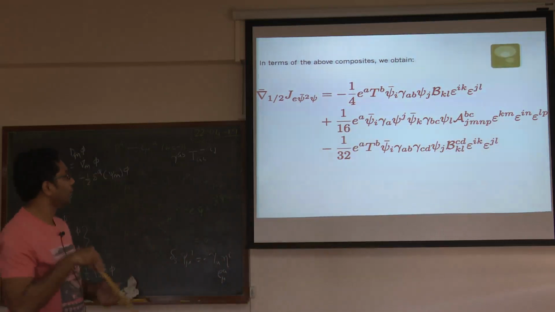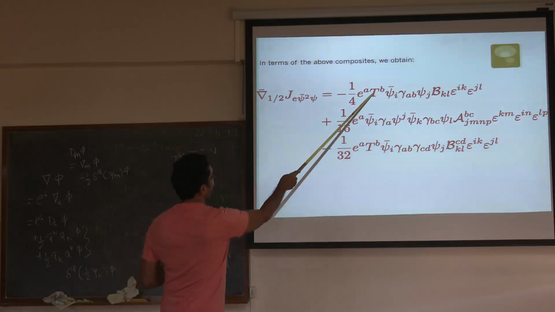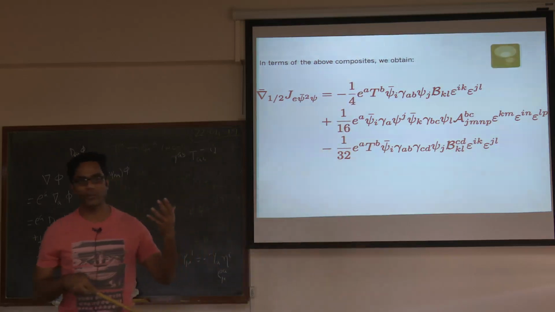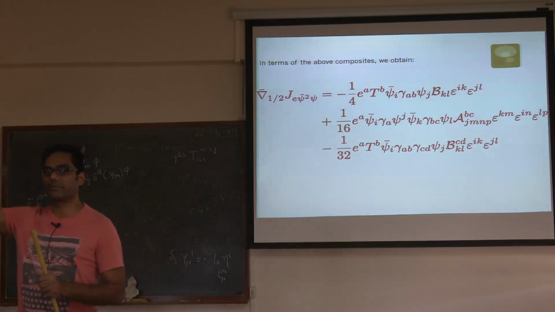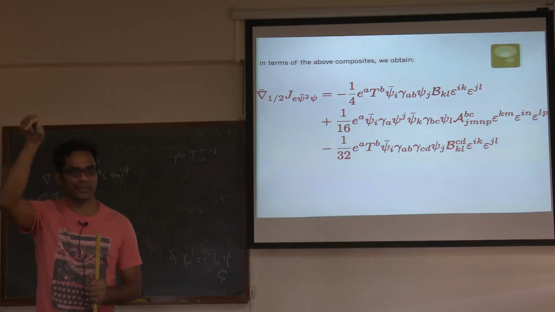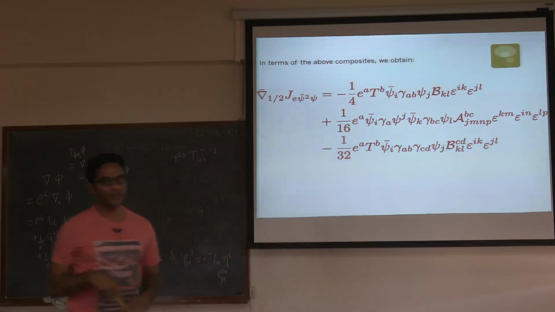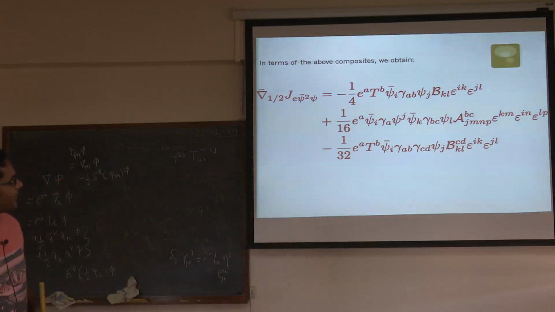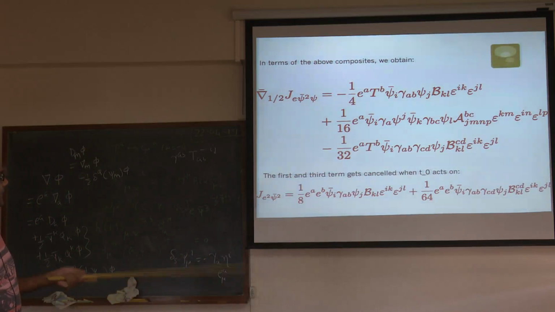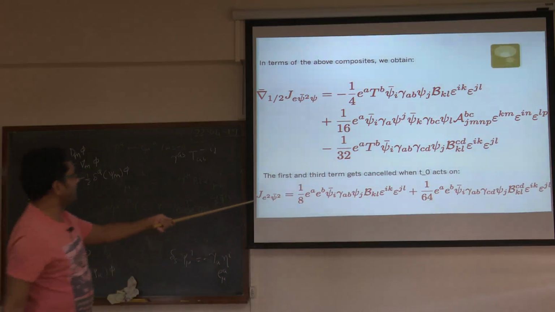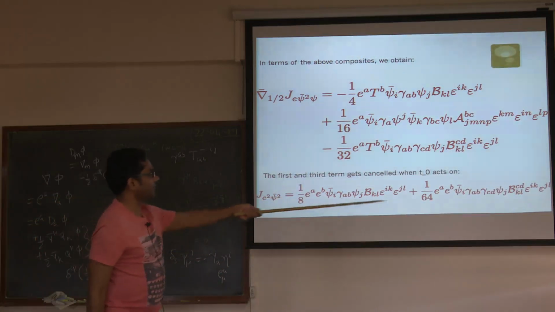If I want to cancel this by proposing a J E square psi square, that will contain a EA EB, which has to be antisymmetric in A and B, right. So, therefore, this also needs to be antisymmetric in A and B. Okay. So, therefore, the first and the third term can be cancelled by proposing a J E square psi bar square, which takes this form.